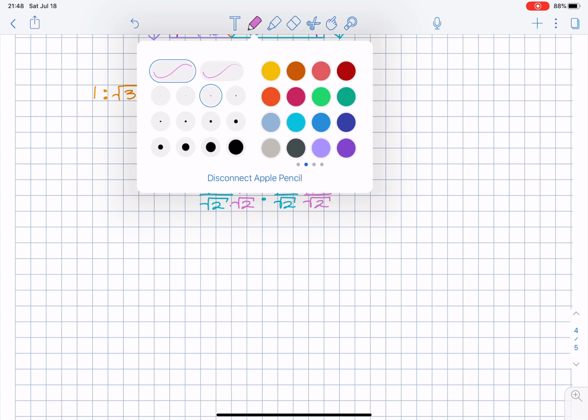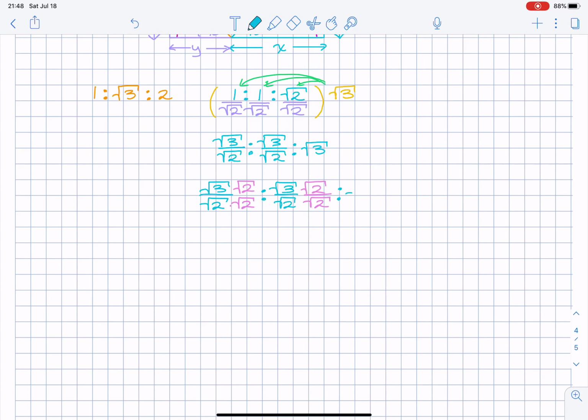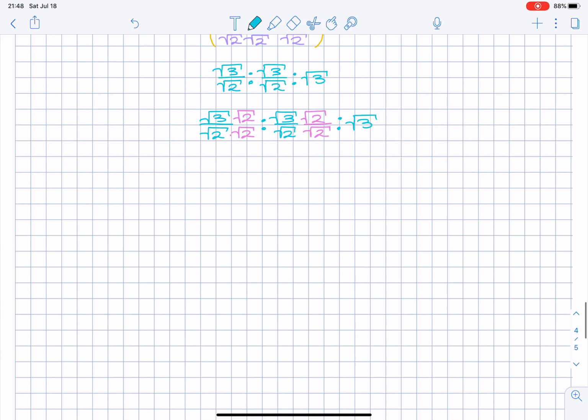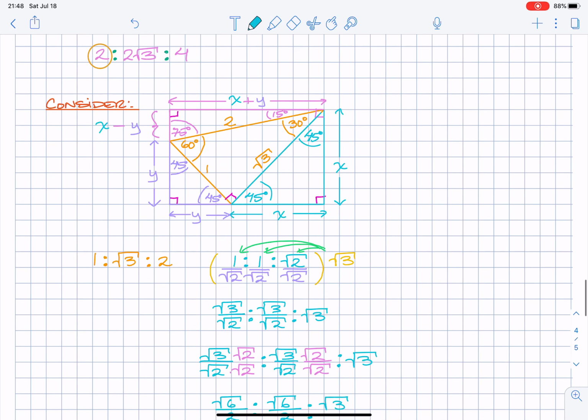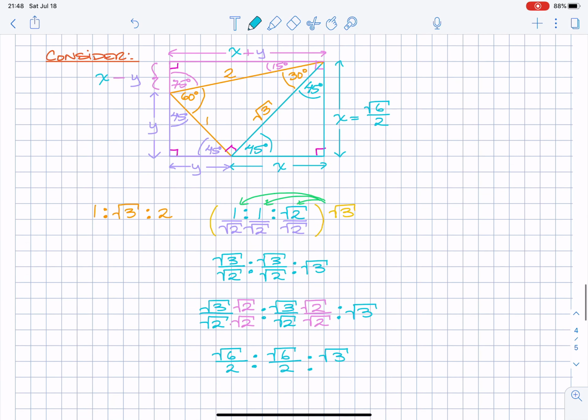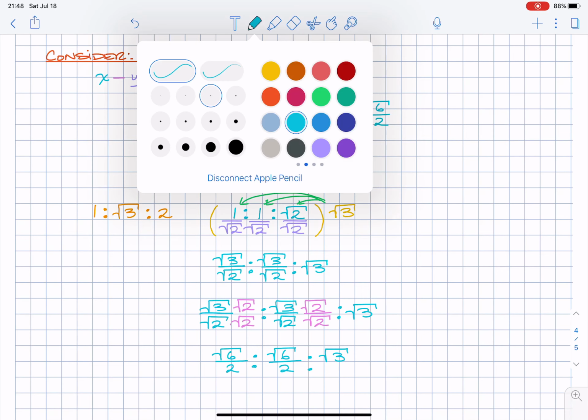And I'll just leave the last part of the ratio, square root of 3. Okay, so what I get then in the numerator is the square root of 6, all divided by 2. And square root of 3. So that means that x is equal to the square root of 6, all divided by 2. So now I have a value for x. So let's see if we can do the same thing for the purple guy.